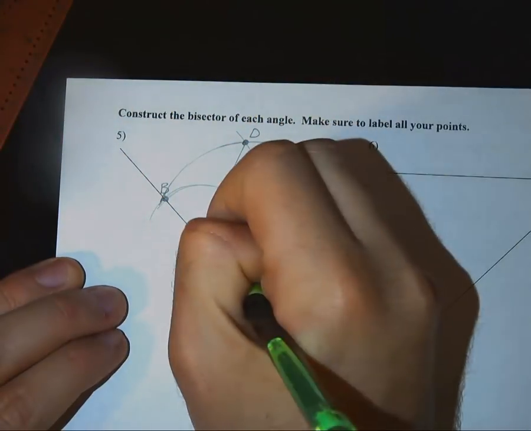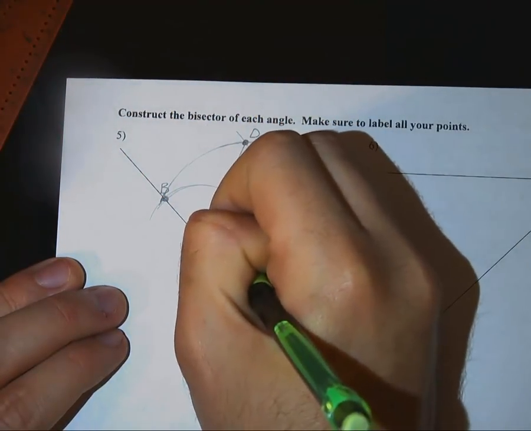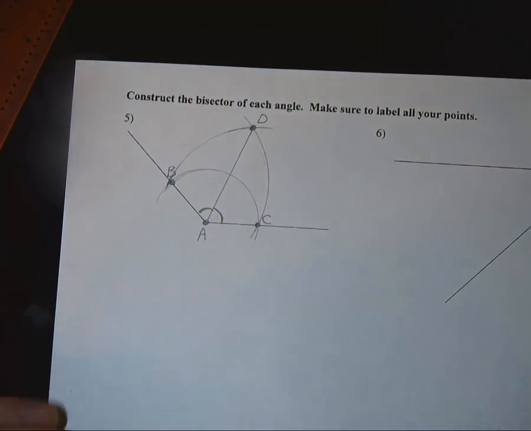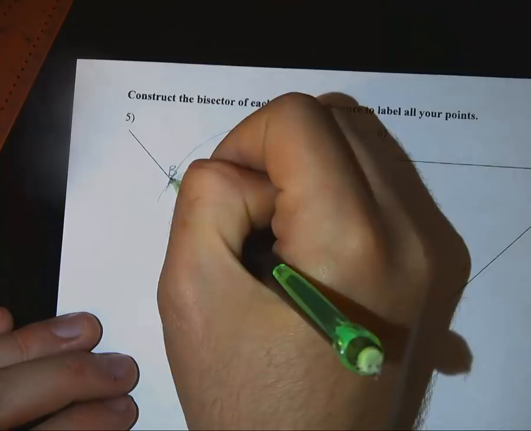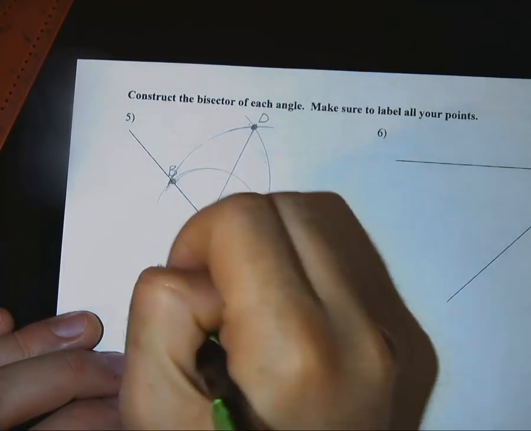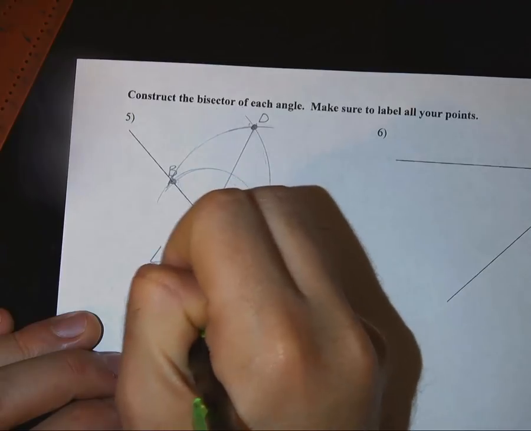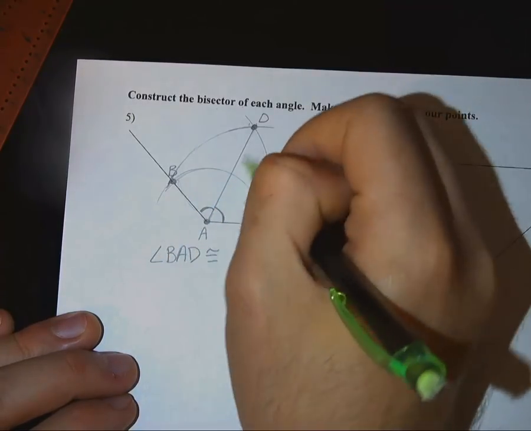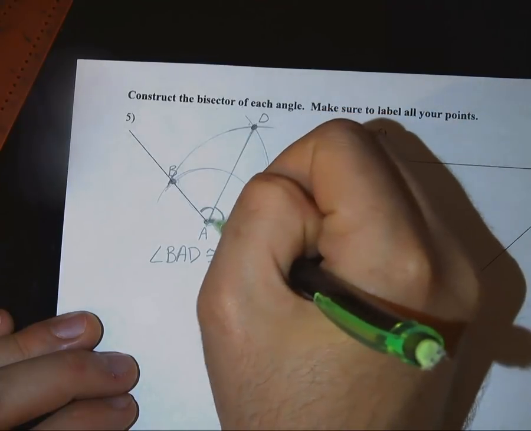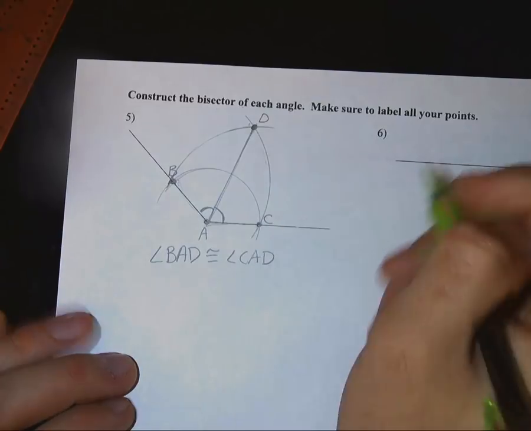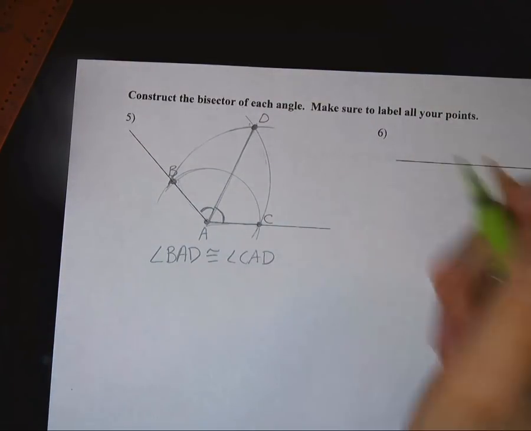Okay. So we have that this angle right here is congruent to this angle right here. And now for the notation, that's going to be angle BAD. That's this angle right here. Is congruent to this angle right here, so angle CAD. Right, that's how it's done, guys.